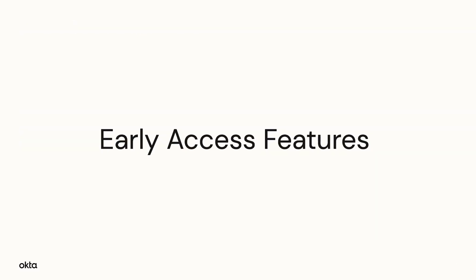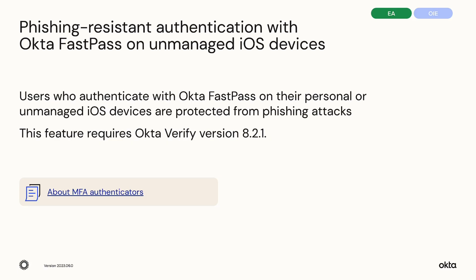Let's wrap up with a look at early access features now available. Phishing-resistant authentication with Okta FastPass on unmanaged iOS devices. While Okta FastPass can protect users against phishing attacks in most cases, it can't secure authentication on unmanaged iOS devices.